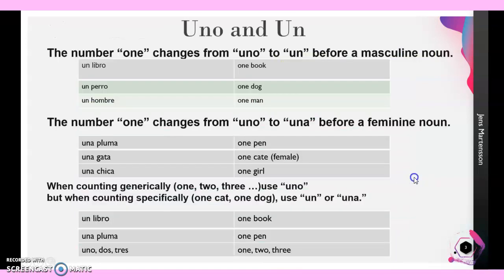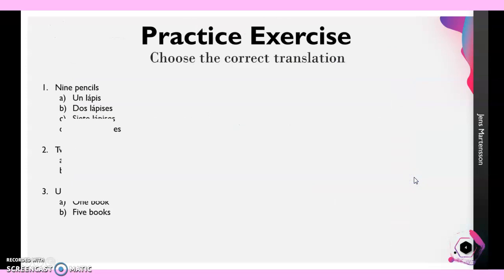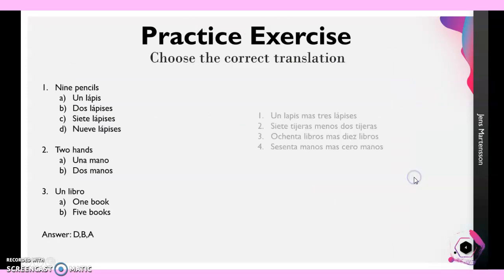Okay, so now that we've remembered that, I'm going to skip to our exercise 2, un lápiz más 3 lápices. So, un means 1 pencil, más means more, 3 is 3 lápices. So 1 plus 3 pencils equals, okay. Number 2 reads, siete tijeras menos 2 tijeras. Clue word, menos.